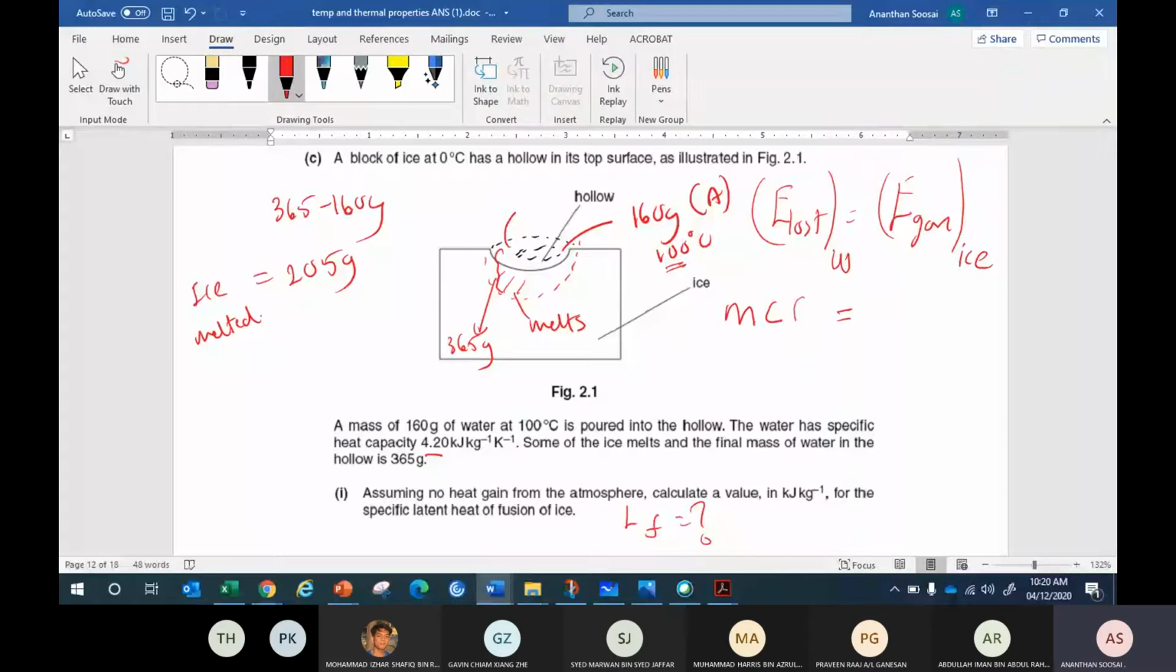So m of water is 0.16 kilogram. c is the specific heat capacity of the water, 4,200 joule. How much θ do you write? What is the temperature change of the water? The water's original temperature is 100 degrees Celsius. What is the final temperature of this system? The ice is 0, but the ice is very big, it's a huge ice. So the final temperature is going to be how much?